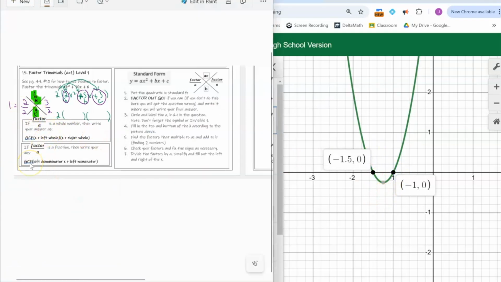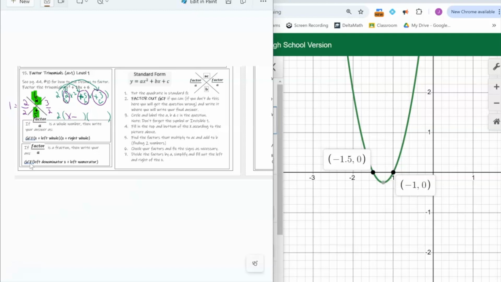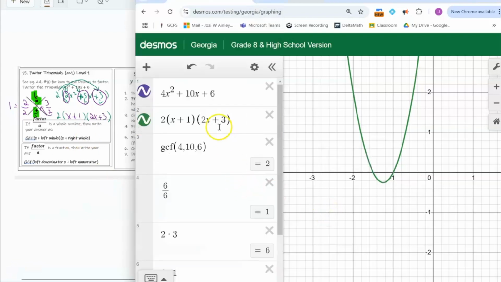So my factors are going to be x plus 1, and we already know that the denominator needs to come to the front because it's a fraction, so this is 2x plus 3. And that's the exact same thing we got with the calculator. So if the factor is a whole number, just write your answer as GCF, x plus left, and then x plus right. If it's a fraction, then you need to remember to put your left denominator in front of the x, and then your numerator as what is left. Okay, so that's how you do it by hand.